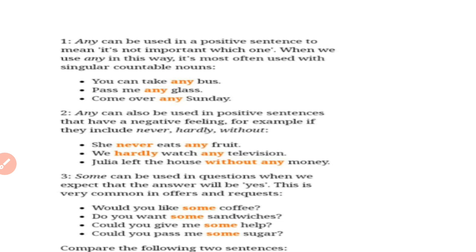We used any. The sentence is a simple, affirmative sentence, but we use any. Why? Because it is not important which bus, any bus. So to show it is not important which one, we use any in a simple sentence also. Like you can take any bus, pass me any glass, come over any Sunday. किसी भी Sunday को आ सकते हो. When we need to refer to anyone, not a particular one, we use any in simple sentences also.